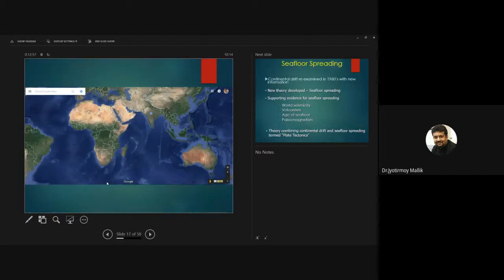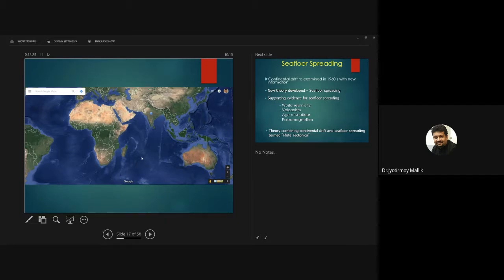What we are looking at right now is the Google image of the Earth, right? And I don't know if you have already noticed, but if you look through the major oceans, you see a ridge-like feature throughout the middle of the ocean, right? Let's say, for example, here in the Atlantic, you will observe it in the Indian Ocean as well.